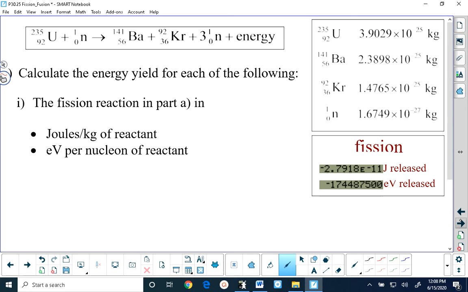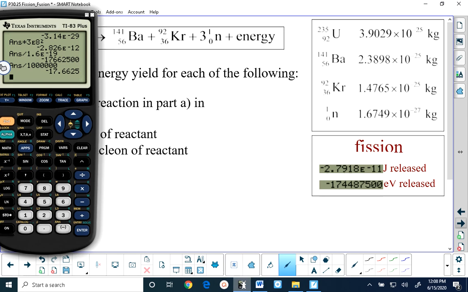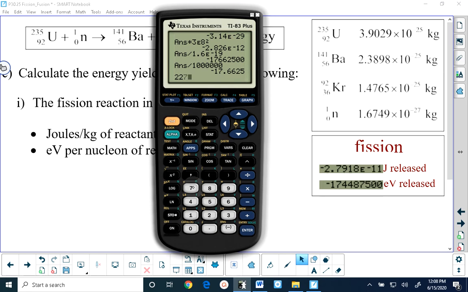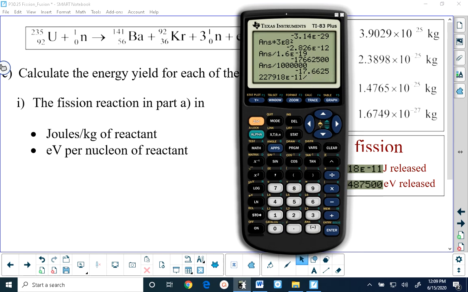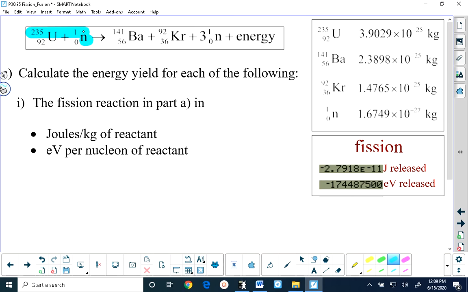The first thing is to go back to our fission reaction, which I have at the top of the screen here, and calculate how many joules per kilogram of reactant. On the right-hand side, I have the energy in joules. It was 2.7918 times 10 to the negative 11 joules. If I want to find out the energy per kilogram in units of joules per kilogram, then I need to take that energy of 2.7918, I'm not going to use the negative, times 10 to the negative 11, and I need to divide by the kilograms. Now it says in the question per kilogram of reactant. So the reactant is the stuff that's on the left-hand side. I need to divide that energy by the number of kilograms we started off with.